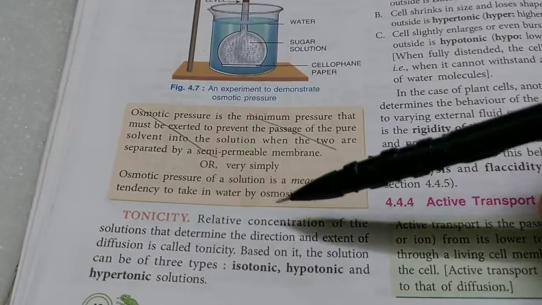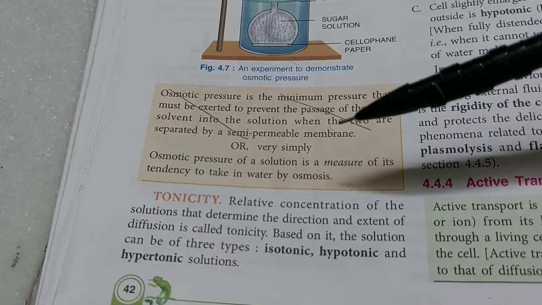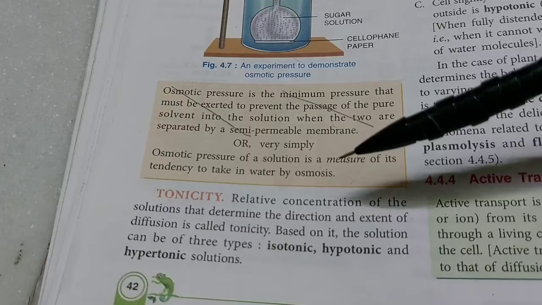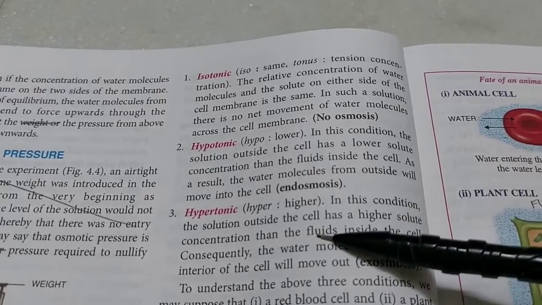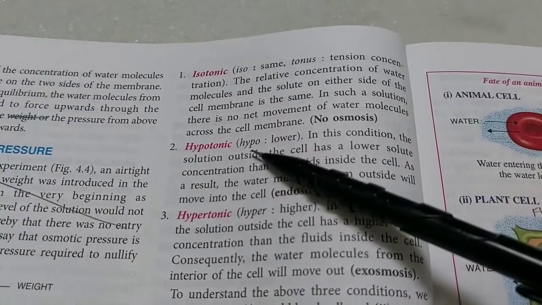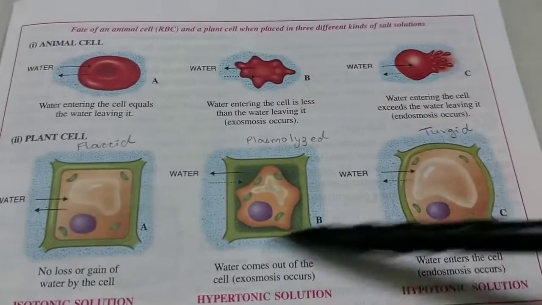Now tonicity. Tonicity is not the city in which Tony Stark stays. It is the relative concentration of the solution. So we have three types of solutions: isotonic, hypotonic and hypertonic. Remember I explained that if it's hypotonic, then endosmosis will take place, and hypertonic, exosmosis will take place. This diagram makes it abundantly clear.